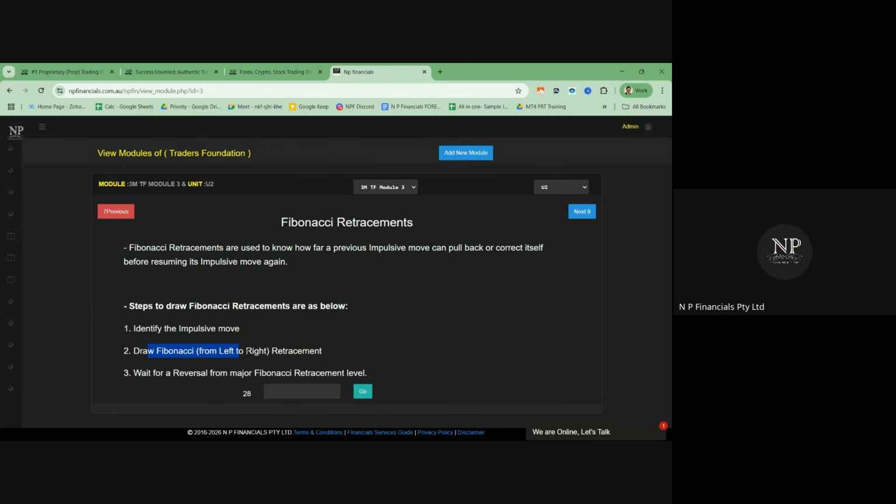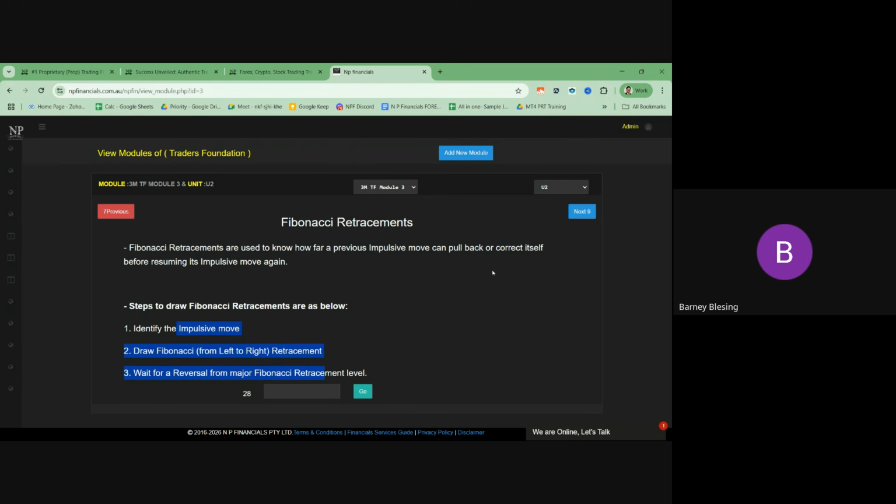Second step, draw Fibonacci from left to right. Always, always, always. Never draw from right to left. Always draw from left to right. Third step, wait for the reversal. That's what we have done in module 3, unit 1 in candlesticks. Wait for reversal at a major Fibonacci retracement level. So can you follow these 3 steps?